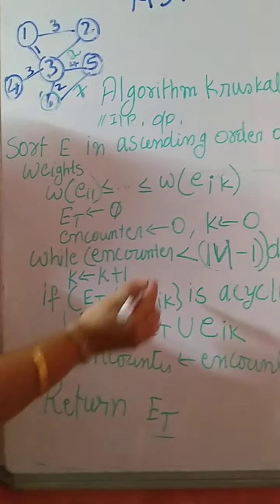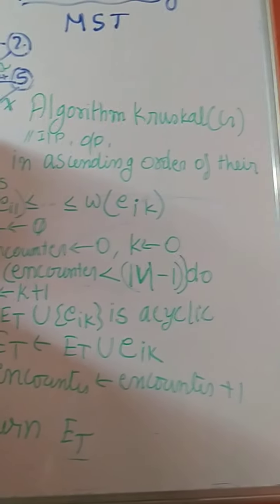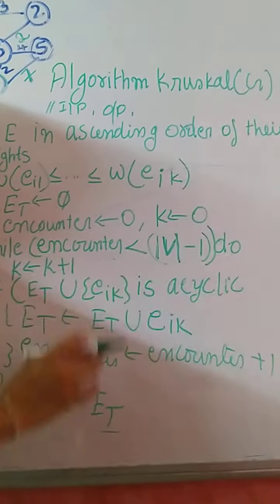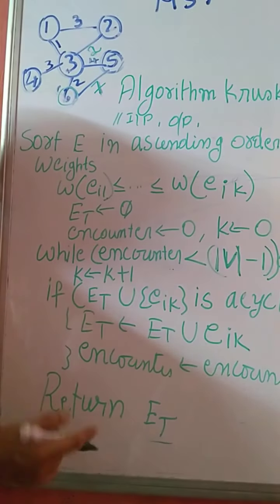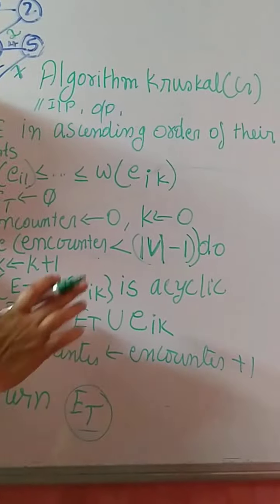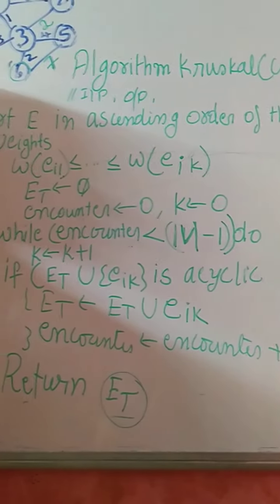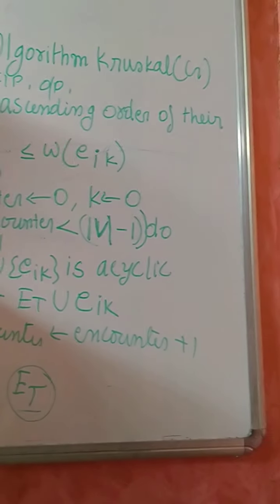So you will continue while the number of edges is less than the number of vertices minus 1. Once the number of edges in the MST is equal to the number of vertices minus 1, we stop and finally return ET. So what does ET contain? It contains the sequence of edges that will be added to the minimum spanning tree. So this is about Kruskal's algorithm.